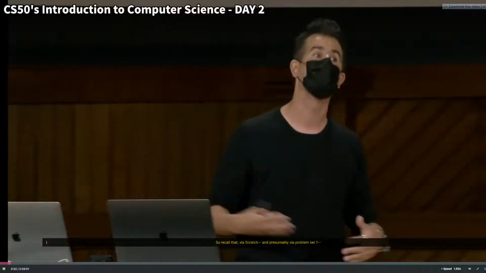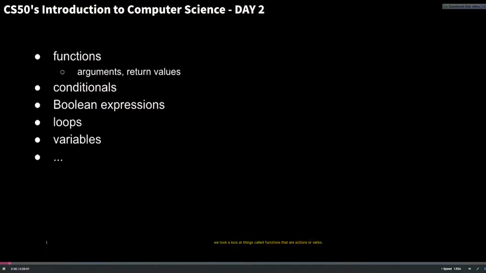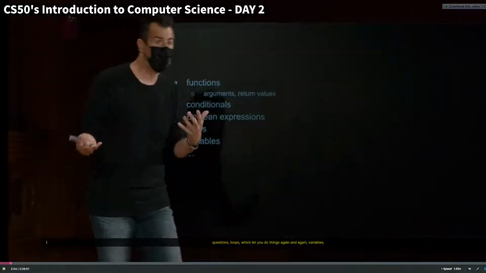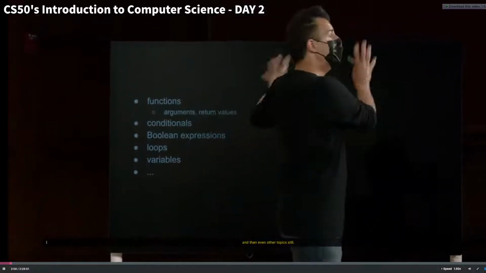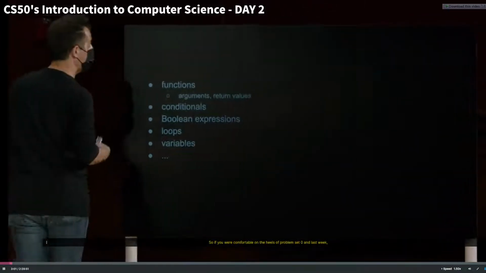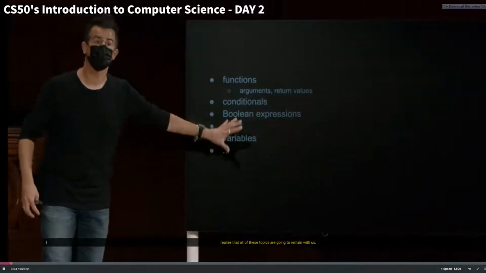So recall that via Scratch, and presumably via problem set 1, we took a look at things called functions that are actions or verbs, and related to functions were arguments like inputs, and related to some functions were return values like outputs. Then we talked a bit about conditionals, forks in the road, so to speak, Boolean expressions, which are just yes-no questions or true-false questions, loops, which let you do things again and again, variables, like in math, that let you store values temporarily, and then even other topics still. So if you were comfortable on the heels of problem set 0 and last week, realize that all of these topics are going to remain with us.